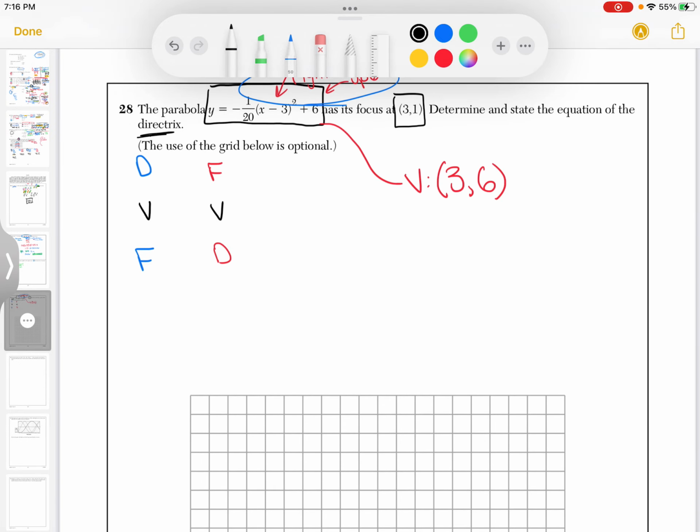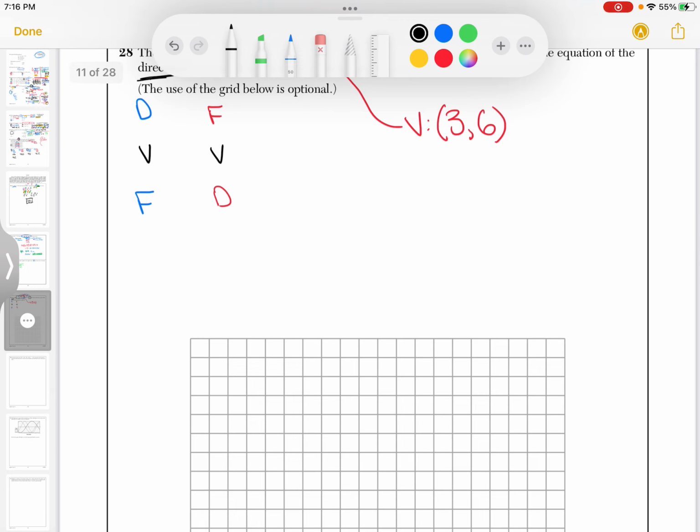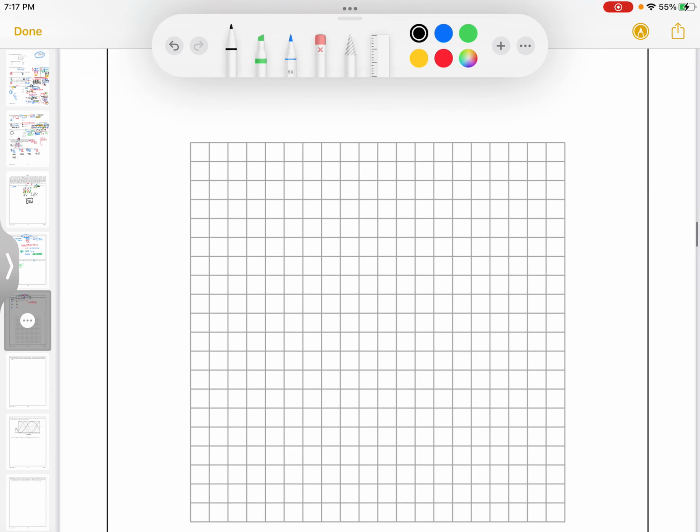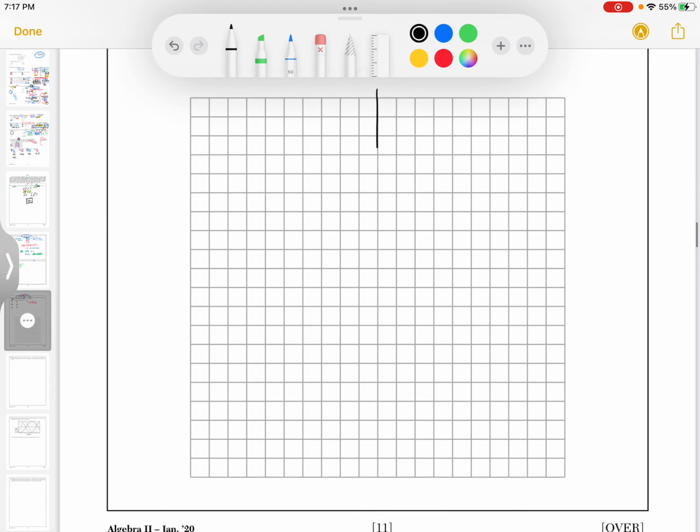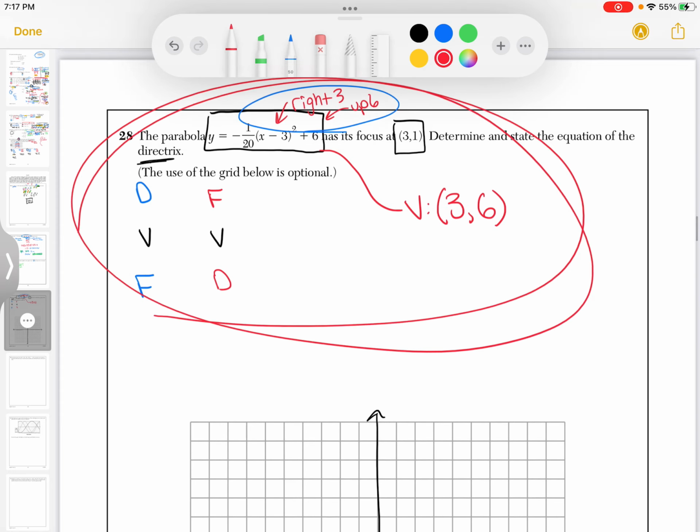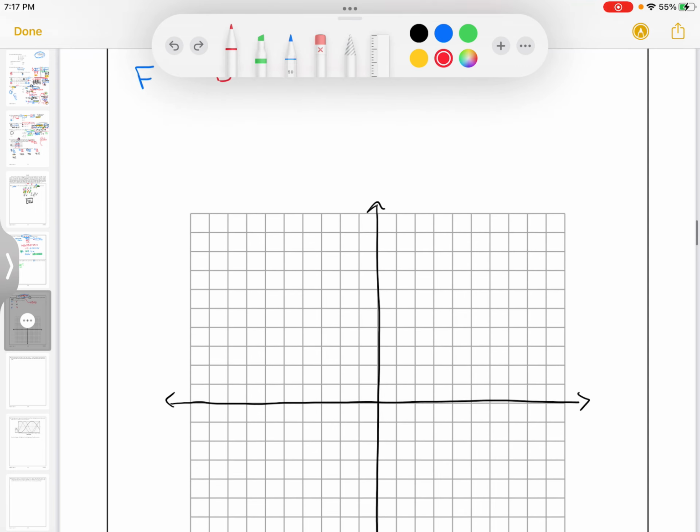It says the use of the grid below is optional. But guys, we've always done these by graphing, and having an actual grid will be so significantly helpful. So I'm just going to plot my axes real quick so I have a reference point of where to go off of. There's my axes. Just a reminder, when you guys are doing graphs on the exam, you can absolutely use pencil, but all of this needs to be in pen.